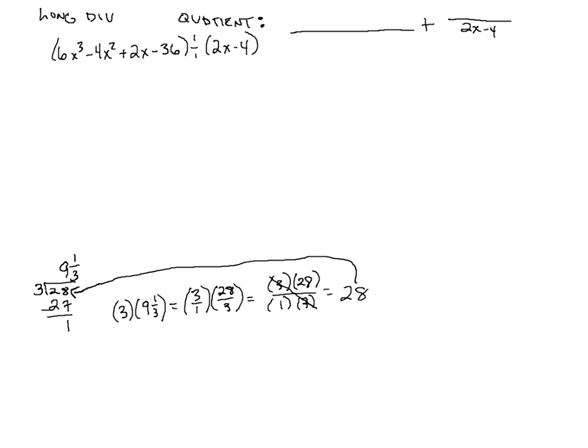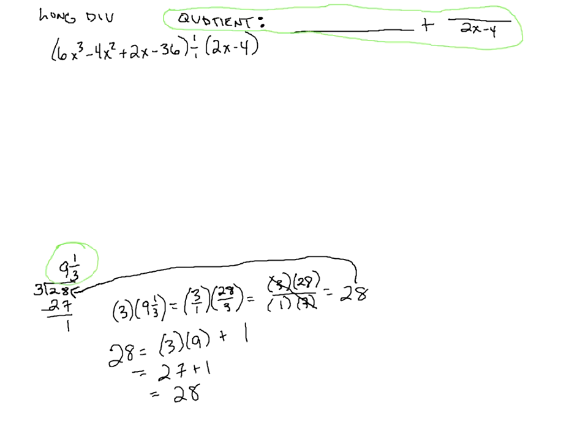Or I could have written this as 28 is the same thing as 3 times 9 plus my remainder on the outside of that product, which is 27 plus 1, or 28. So let me get a different color. What my math lab is asking for is for you to write your quotient in this form here. Because like I said just a moment ago, 9 1/3 is the same thing as 9 plus my remainder over my divisor. Does that make sense, Ren?